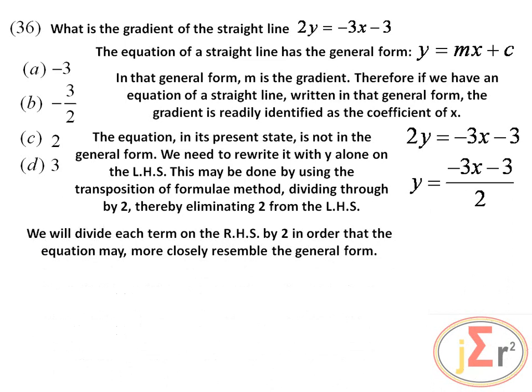We divide each term on the right hand side by 2 in order that the equation may more closely resemble the general form. So divide each term by 2. We are dividing the entire thing by 2. That is equivalent to dividing each term by 2. And we are doing that in order that the right hand side may more closely resemble the general form. So we have y is equal to negative 3x over 2 and negative 3 over 2. Again, we may put the x right there. We have 3x over 2 may be written as what? 3 over 2 x.